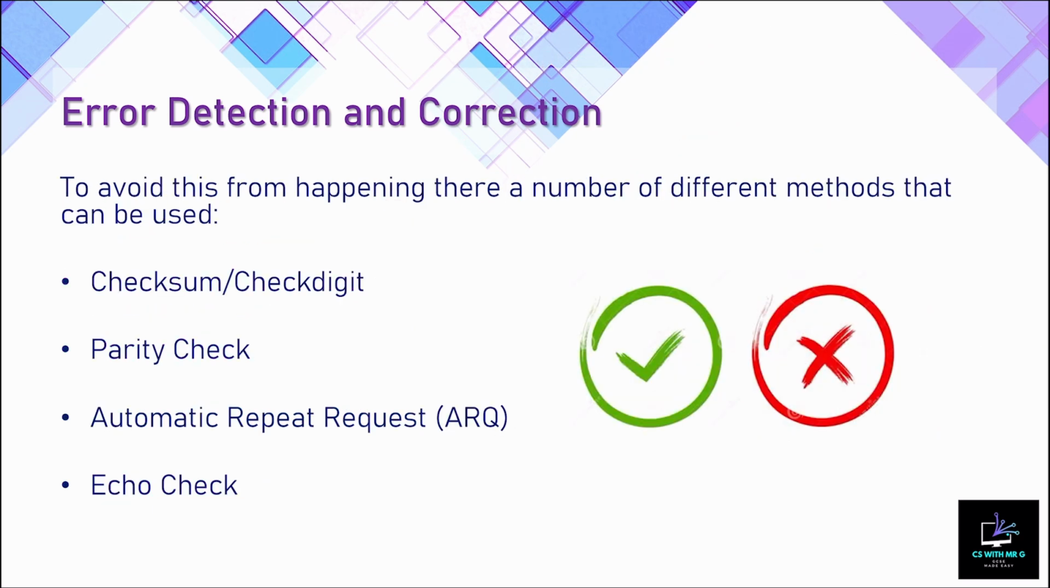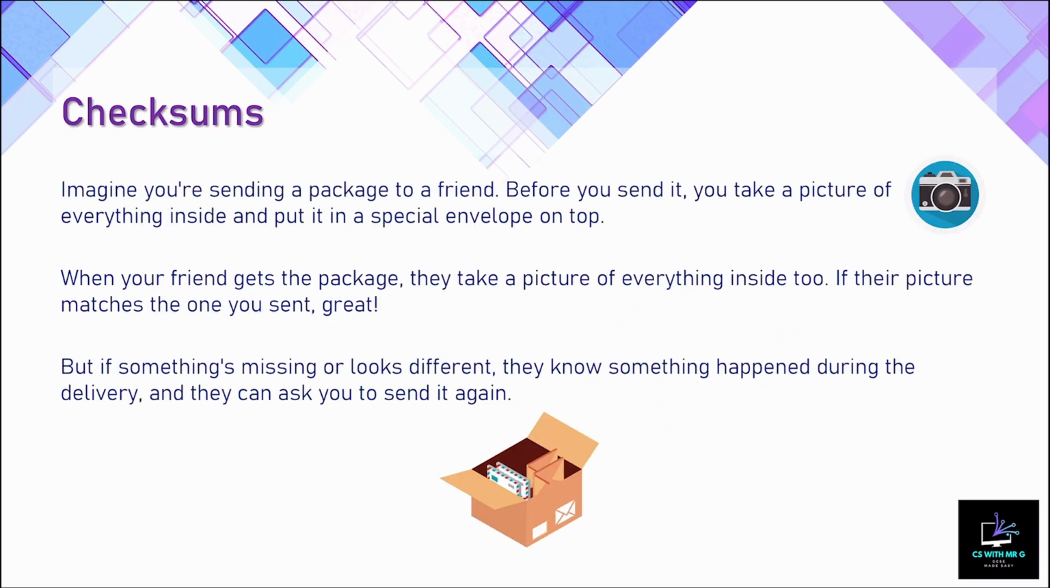The way in which we check for these errors comes in a number of different ways. The ones that we are going to focus on today are checksums and check digits. The other three we will look at in future lessons, so bear with me. But for today, we're just going to look at checksums and check digits. First of all, we're going to look at checksum.